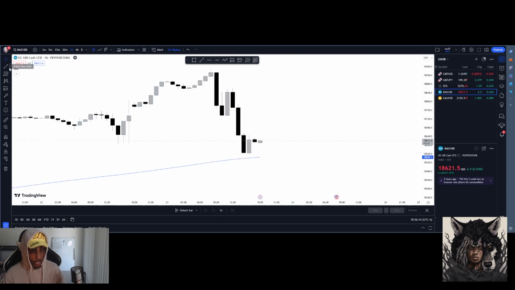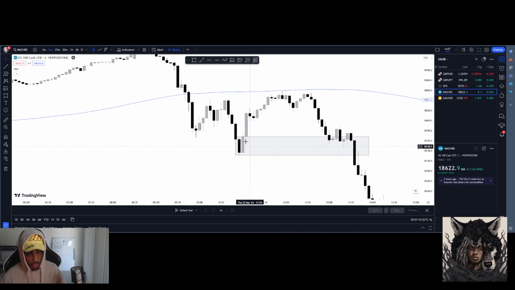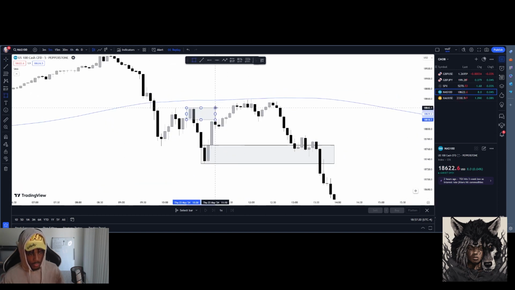You know what supply and demand is. Now let me show you exactly how to identify that in the market and draw it up with boxes. This would be considered a demand zone right here. All right, this would be considered a supply zone.